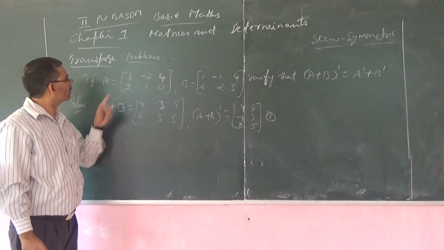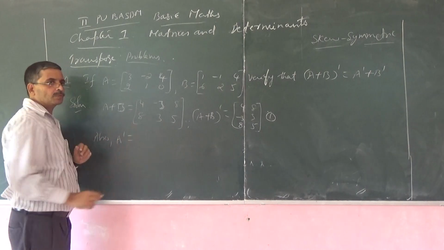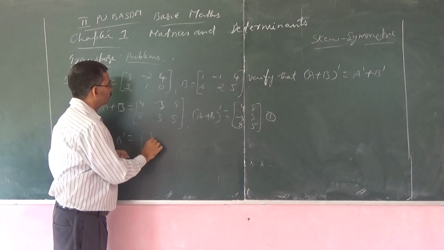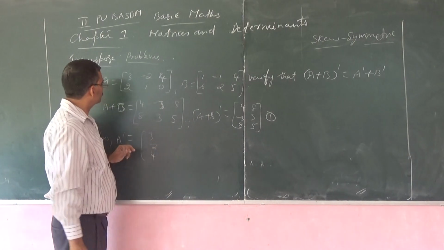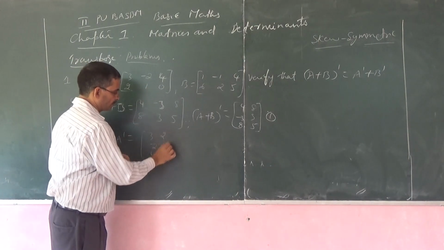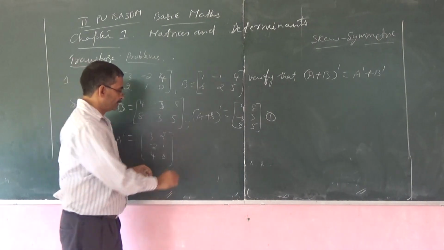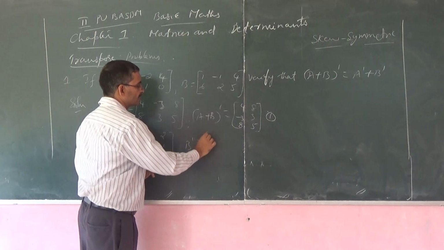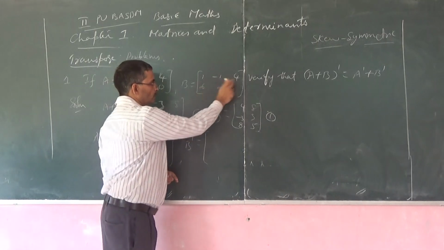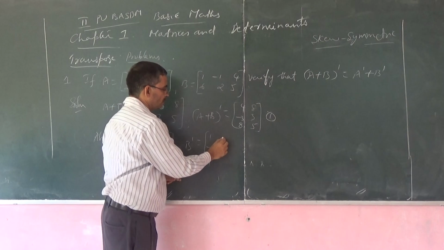So what is A dash now? A dash, A transpose, equals, transpose this. This is 3 minus 2 4. First row will become first column: 3 minus 2 4. Second row is 2 1 0. Next, what is B dash? B dash is again 1 minus 1 4. First row will become first column, second row will become second column.